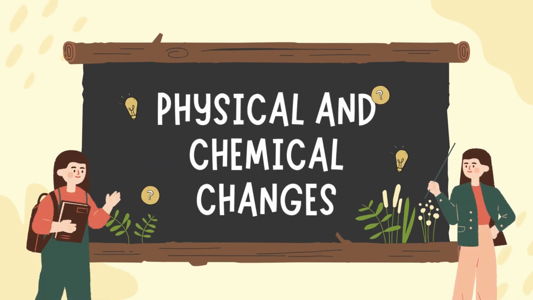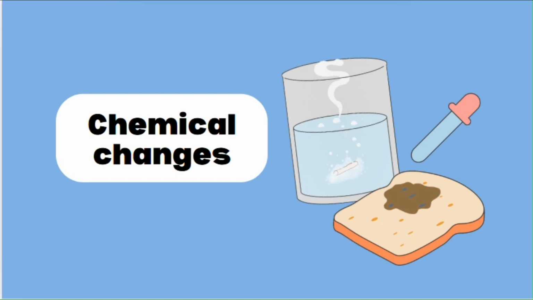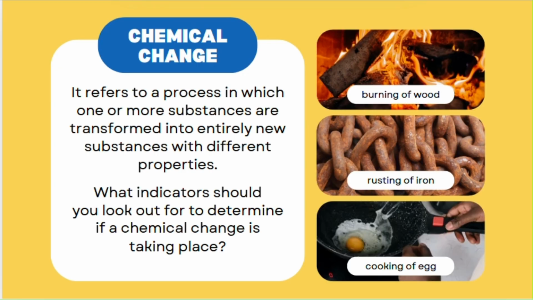Physical and chemical changes. First, look at chemical change. Let us look at the definition. It refers to a process in which one or more substances are transformed into entirely new substances with different properties. Examples are burning of firewood, rusting of iron, cooking of an egg. We'll be looking at some more examples in the later stages as we proceed ahead.